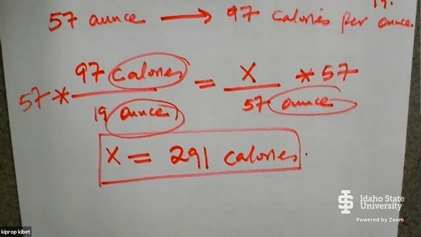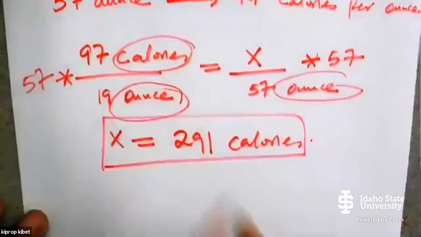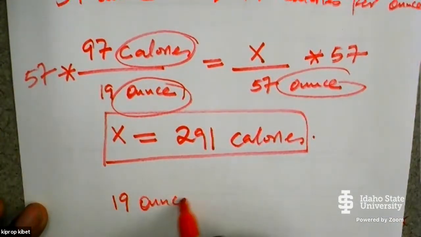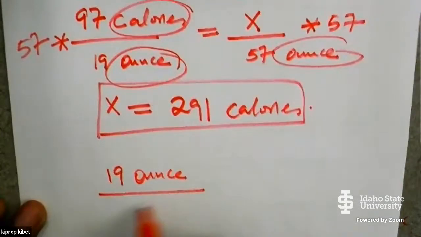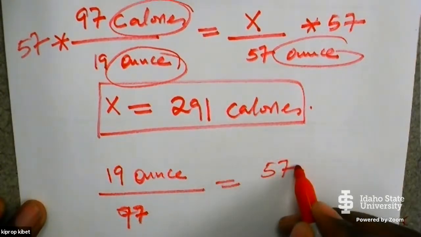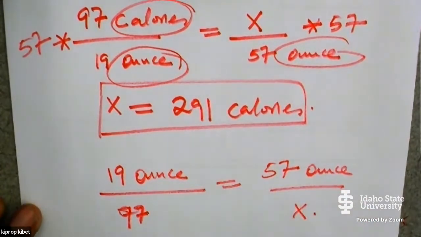Can you set up the problem a different way though? Yeah, you can still set it up a different way. You can still put this one the other way, okay? So you can say 19 ounce all over 97 equals 57 ounce all over X. And then you do what?